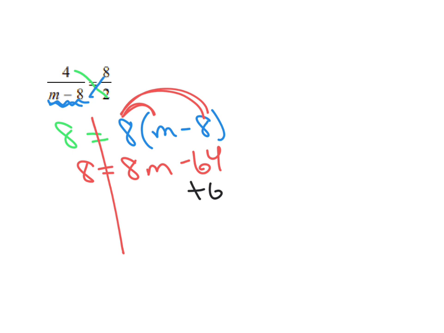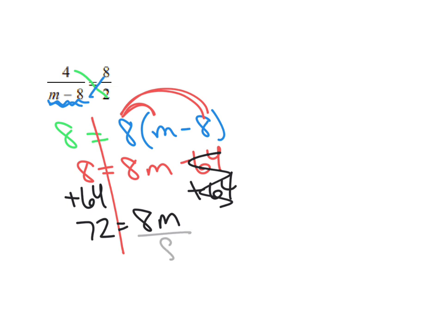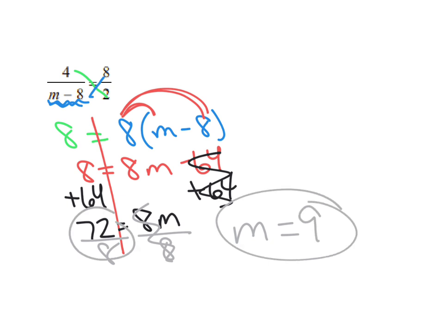And then we're going to add 64 to each side. So 8 plus 64 is 72 equals 8m. Then we will divide to get the variable by itself. So we'll divide by 8. And we'll have m equals, so 72 divided by 8 is 9. M equals 9.